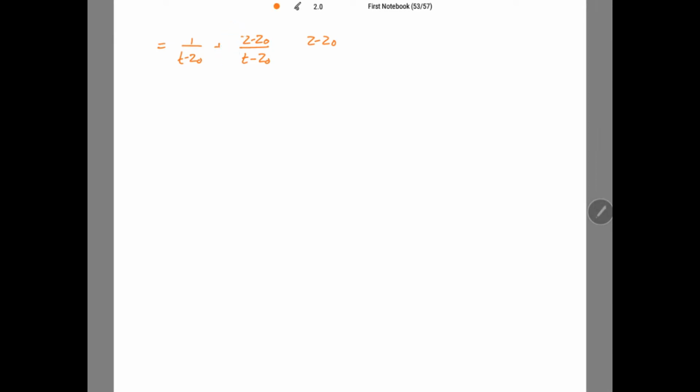This will be z minus z naught over t minus z naught whole square, then z minus z naught square over t minus z naught cube. So on, z minus z naught power n minus 1 over t minus z naught the power n, and the last term will become z minus z naught over t minus z naught whole power n into 1 over t minus z. Take this as your 1.